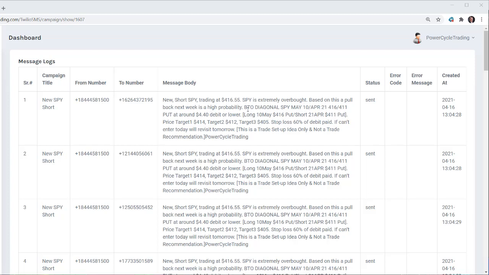So the trade was right here: bought open a diagonal SPY 10 May option series, 21 April series, 416, 411 at $4.40 debit or lower. So that's exactly what we did. And then we had price targets here: price target 1, 414, 412, 405. So we hit 414 today. Let's take a look and I'll walk you through the trade.